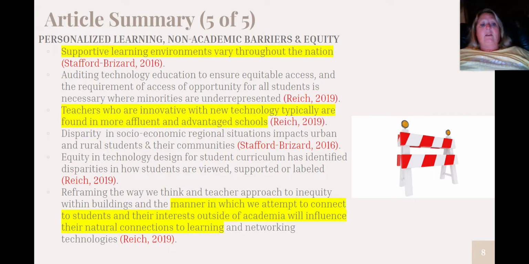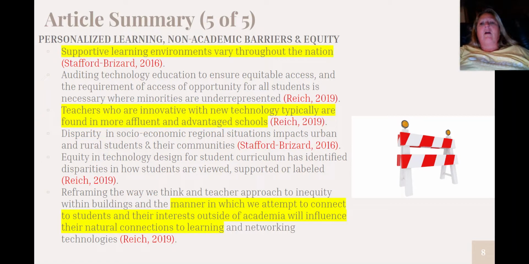And so, teachers who are innovative with new technology typically are found in more affluent and advantaged schools. So, in the converse of that, in the more rural areas, there is a lack of socioeconomic resources that will benefit students and provide resources and supports.